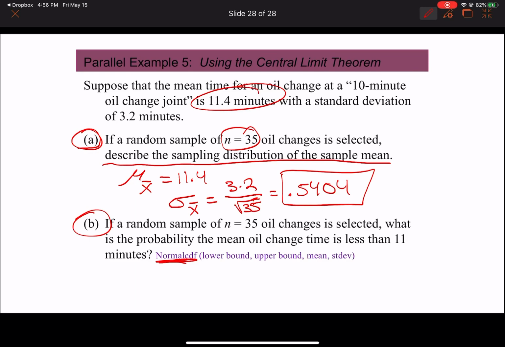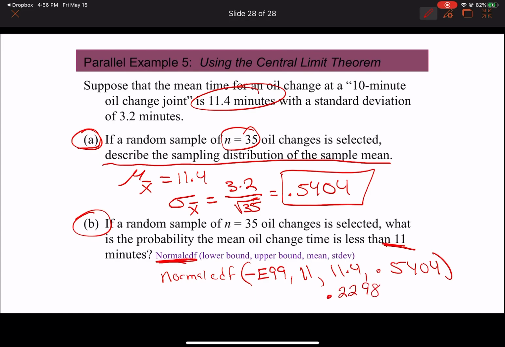What you put in your calculator, normal CDF, we're looking for less than 11 minutes, so the lower bound is negative E99. Upper bound is 11. Our mean is 11.4, and our standard deviation is 0.5404. Once you put that in your calculator, you should have gotten 0.2298. So really close to a 23% probability that the mean time will be less than 11 minutes. That is not a very good probability.